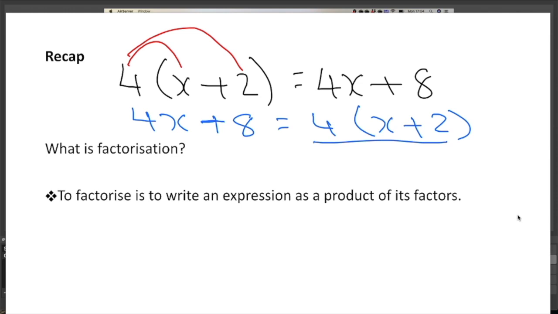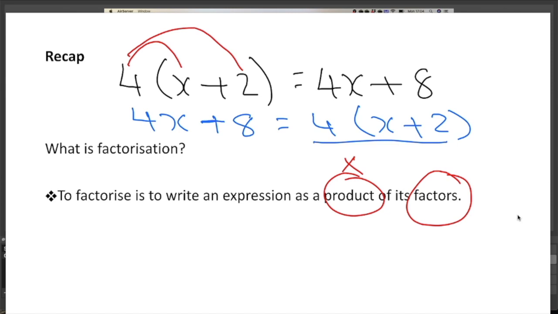So we are factorizing. So what exactly do we mean by factorization? To factorize is to write a number as a product. A product means we are multiplying. So we are writing a number as a product of its factors. So we need the factors to be multiplied by each other.